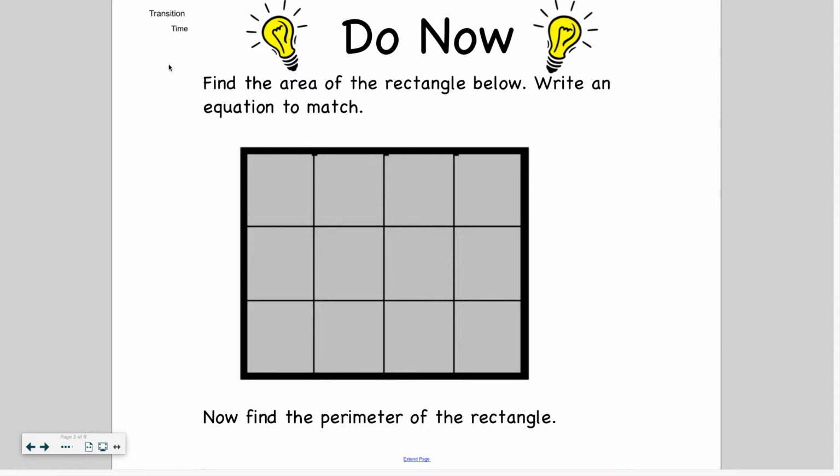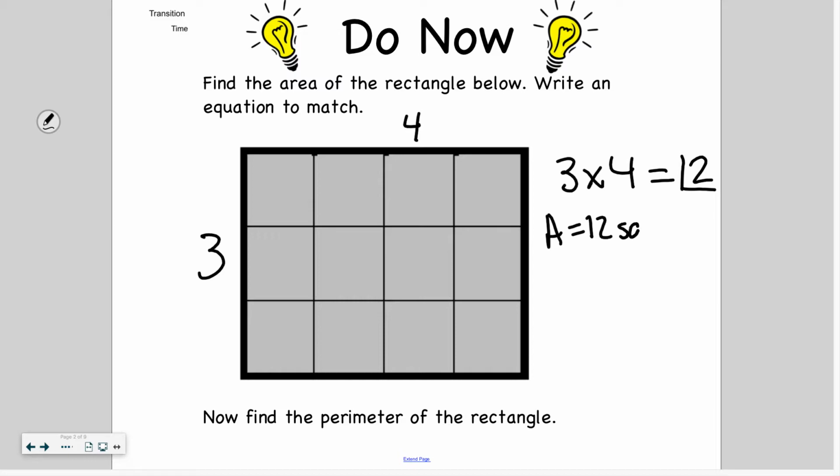Okay, so I see that there are 1, 2, 3, going down, and 1, 2, 3, 4 tiles or boxes going across. So that's 3 times 4 for my equation. And I can multiply that. And if I wasn't sure, I can count them. 1, 2, 3, 4, 5, 6, 7, 8, 9, 10, 11, 12. So 3 times 4 equals 12. My area is 12 square units.